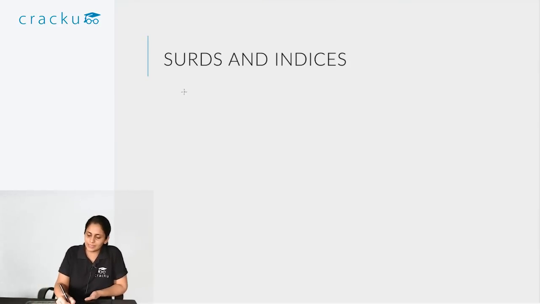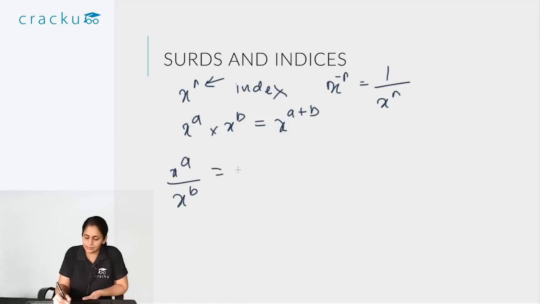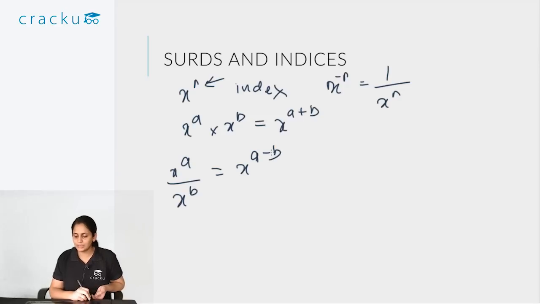So index is basically the power to which something is raised. So when you have x raised to n, n is the index. When you have x raised to minus n, it's just basically 1 by x raised to n. When you have x raised to a into x raised to b, you can add the indices together, so you get x raised to a plus b. When you have x raised to a divided by x raised to b, you can subtract the indices, so you have x raised to a minus b. So these are the basic fundamental properties of indices as such.